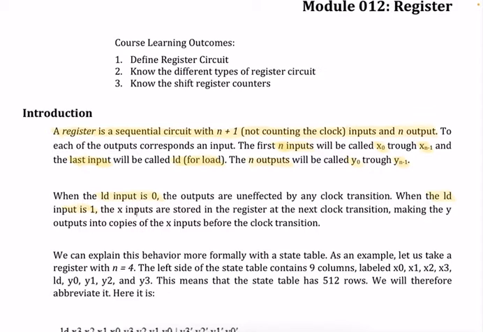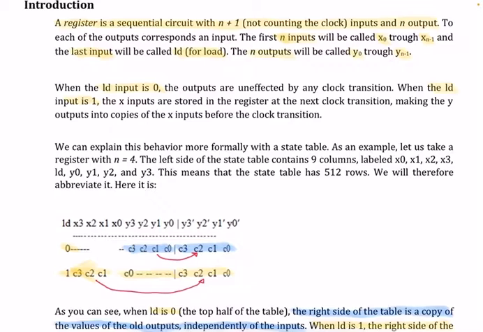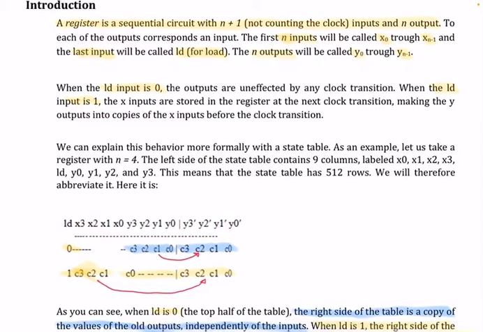So, when the load, or LD, is 0, the outputs are unaffected by any clock transition. When the LD input is 1, the X inputs are stored in the register at the next clock transition. So ang ating register ay affected by clock transition. Bakit? Sa loob kasi ng register may mga flip-flops. Makikita natin mamaya yun. So, dependent sila sa pagtaas, pagbaba ng clock pulse.